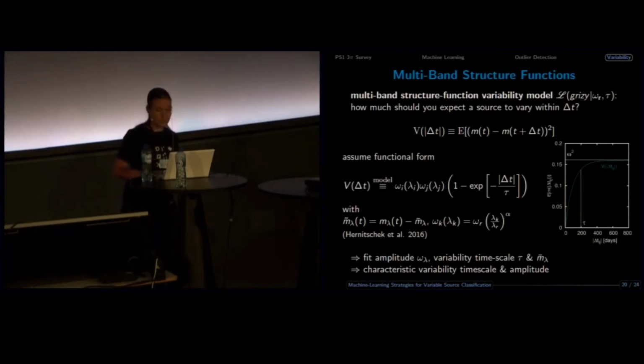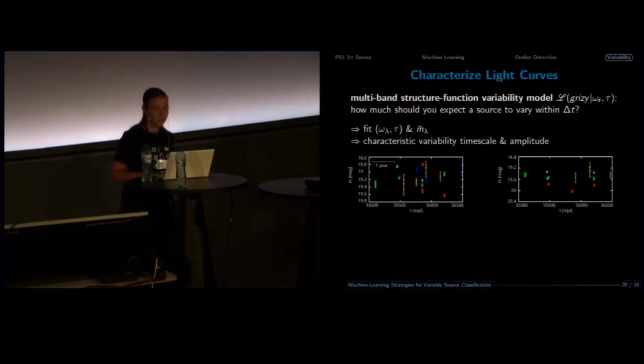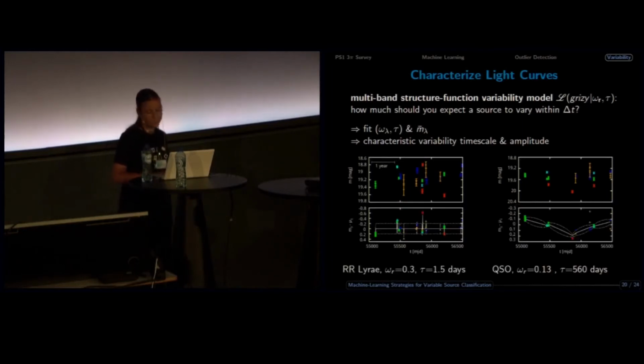Here you see two example light curves, and our algorithm is indeed able to find out which of these two light curves are coming from a QSO or from an RR Lyrae star. This is how the structure function fit looks, and indeed it properly assigns the first one as an RR Lyrae star, and can give a timescale.